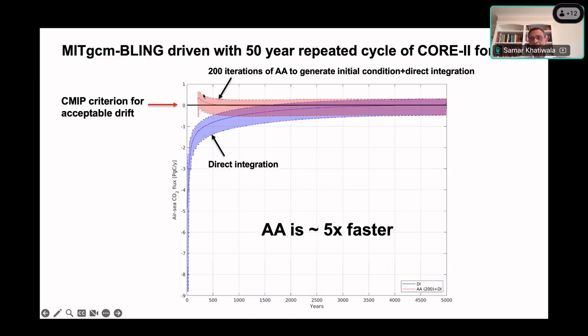In this case, it's a 50-year repeat cycle of CORE 2 forcing. If I were to compare this with the direct time integration, shown in the blue over here, the fact that we've got a much better initial condition with Anderson means that we can get to an equilibrium quite a bit more quickly, roughly 5 times faster in this case. So even with time-varying forcing, you might be able to exploit Anderson to get to an equilibrium state much more quickly than you would otherwise, just by using a better initial condition, essentially.